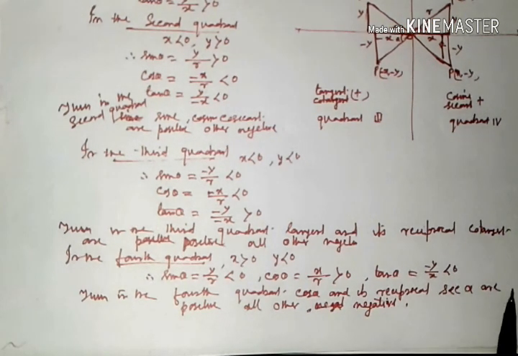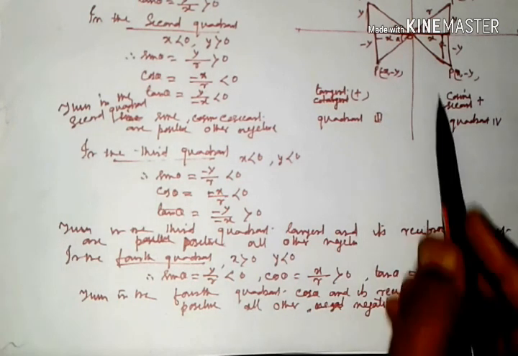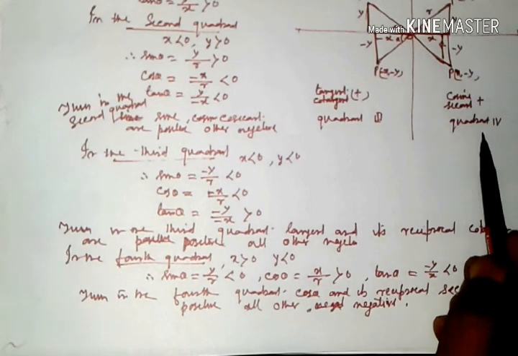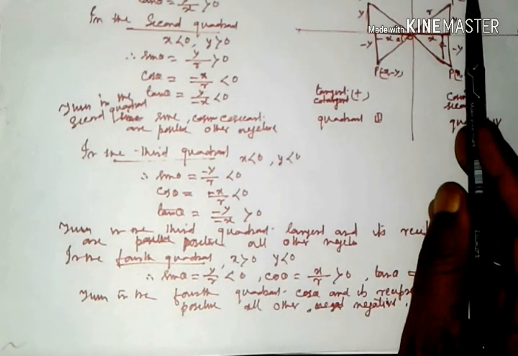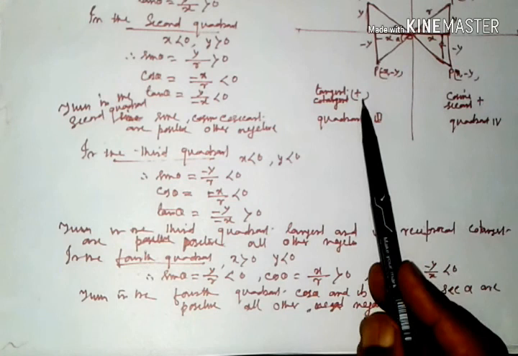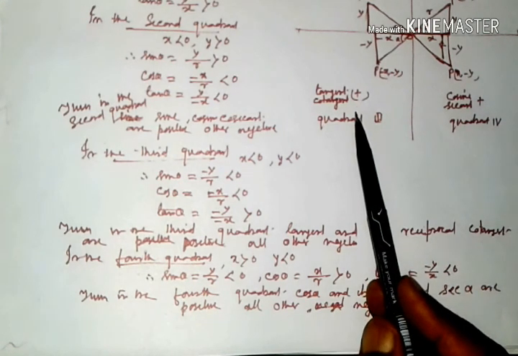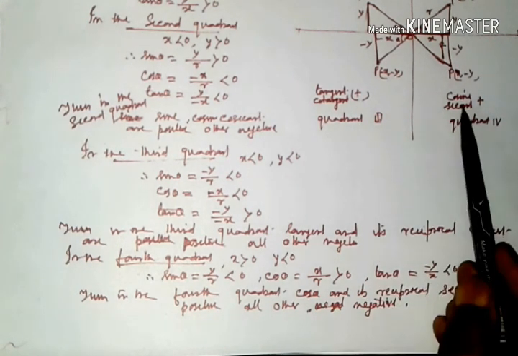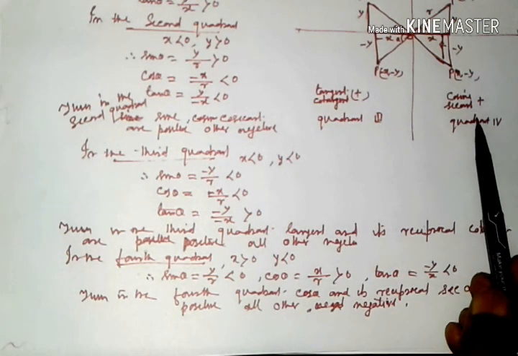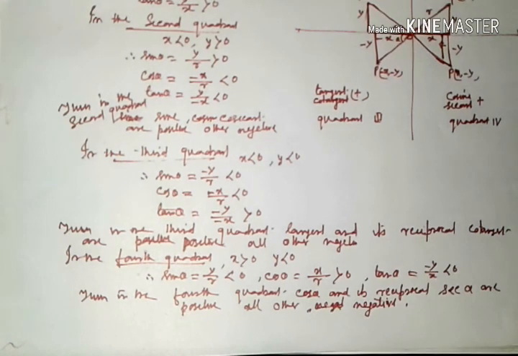This is the ASTC rule. All are positive in the first quadrant. Sine and cosecant are positive, all other negative in the second quadrant. Tangent and cotangent are positive in the third quadrant, all other negative. Cosine and secant are positive in the fourth quadrant, all other negative. This is ASTC rule.